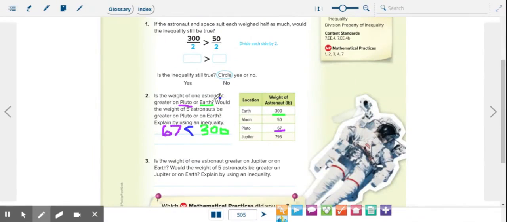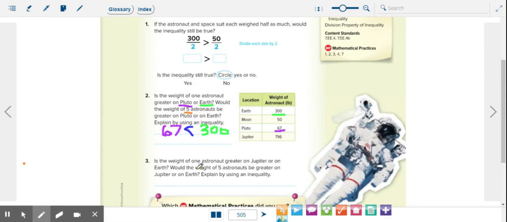The weight of one astronaut is greater on planet Earth because on planet Earth, the astronaut would weigh 300 pounds, but on Pluto, it would only weigh 67 pounds. Let's take a look at the next part of the question. Would the weight of 5 astronauts be greater on Pluto or on Earth? Explain by using an inequality.